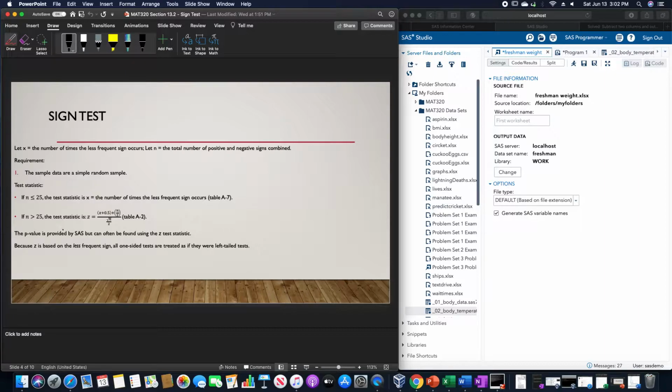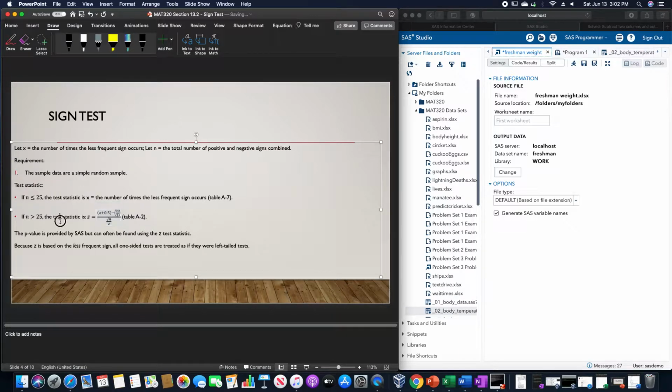If n is greater than 25, the test statistic is z is equal to x plus 0.5, minus n divided by 2, excuse me, that should be a minus, not a plus. There we go. Minus n divided by 2, divided by the square root of n divided by 2. And then use table A2. The p-value can be provided by SAS, but it can often be found just using the z test statistic if n is greater than 25. Because z is based on the less frequent sign, all one-sided tests are treated as if they are left-tail tests.